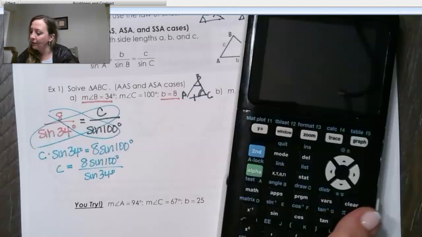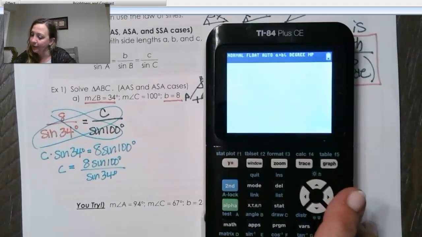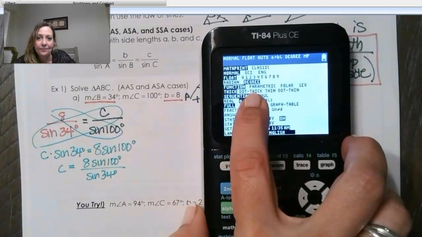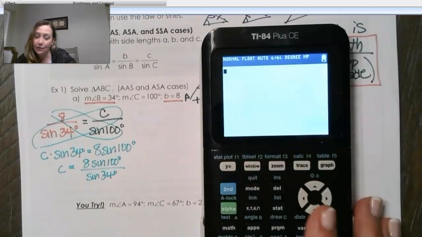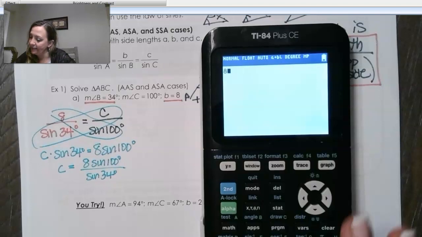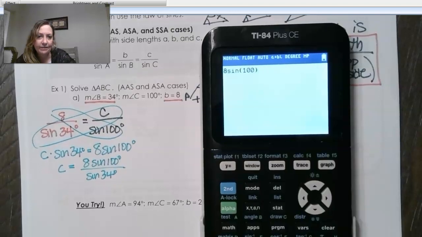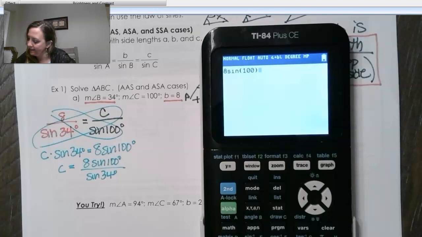Now remember, make sure that our calculator is in degree mode. As long as it's in degree mode, we can just type this right into the calculator: 8 times the sine of 100 divided by the sine of 34.